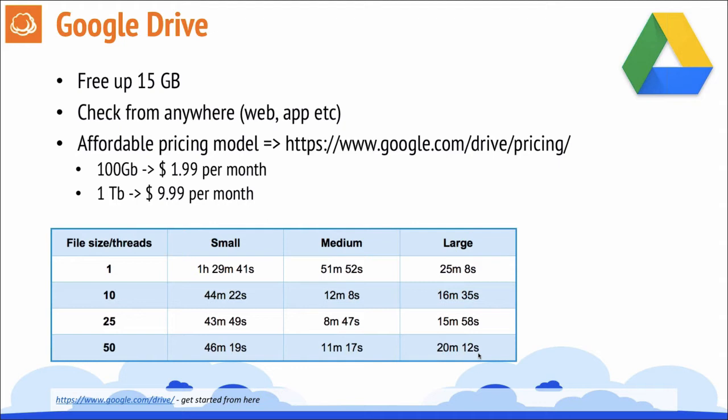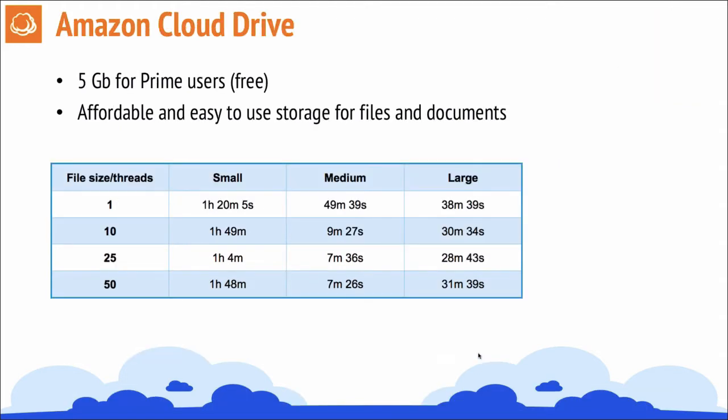All right, so let's move on and talk a little bit about the Amazon Cloud Drive. It's pretty much the same as Google Drive. Again, the test that we did used exactly the same configuration, we can see here in the table, but just really quickly around the drive. Up to 5 gigs you get as a Prime user, and they are coming for free. And it's affordable and easy-to-use storage for keeping our files and documents.